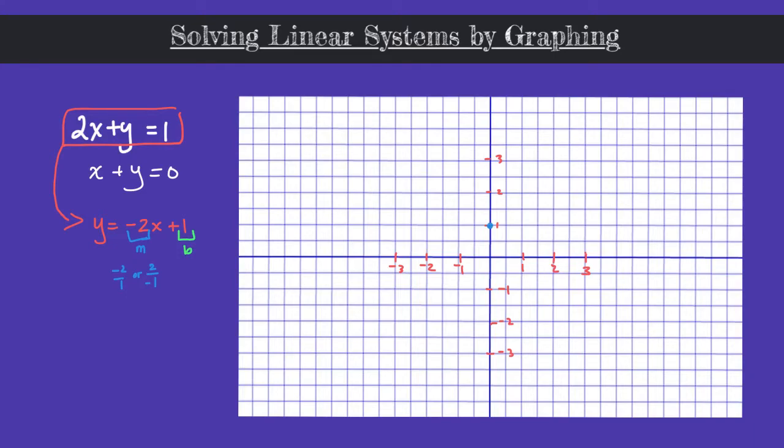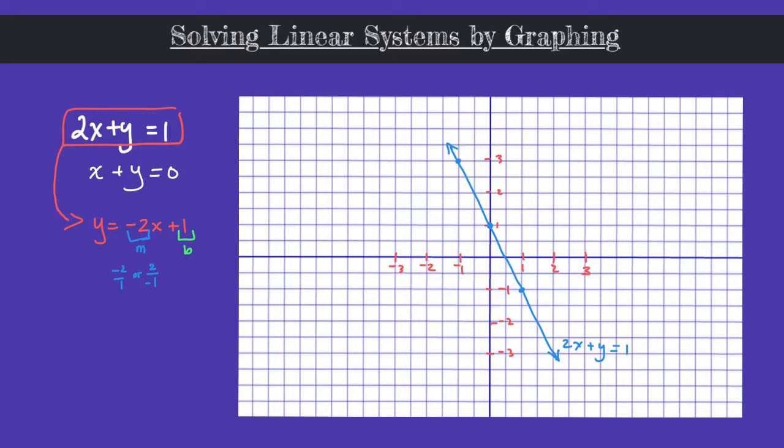Now we're going to use our slope as a map to tell us how to get to the next point. I can fall twice and go to the right once, and that's what I'm going to do. So if I fall twice and go to the right once, I end up here. Or I can rise twice and go to the left once, and I'll end up there. You can use a ruler to connect your points. I'm going to freehand this as best as I possibly can, but remember, all graphs should be done with a ruler and pencil. Okay, so that is the line of the equation 2x plus y is equal to 1.